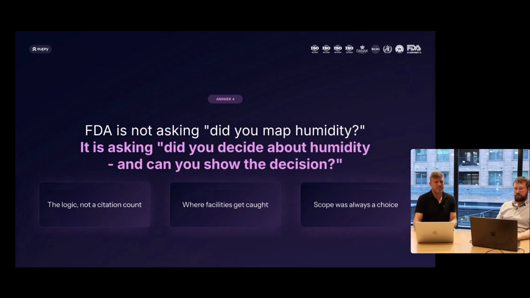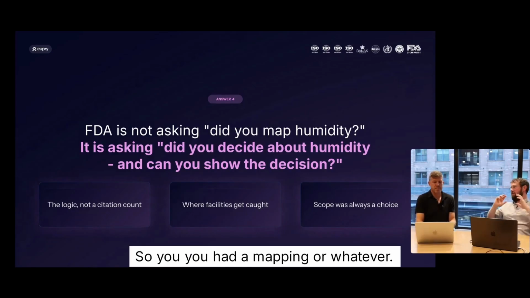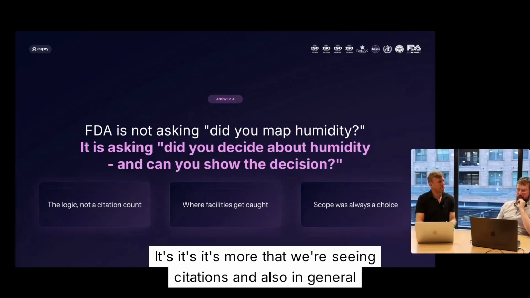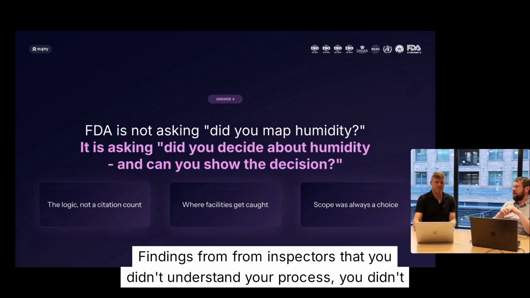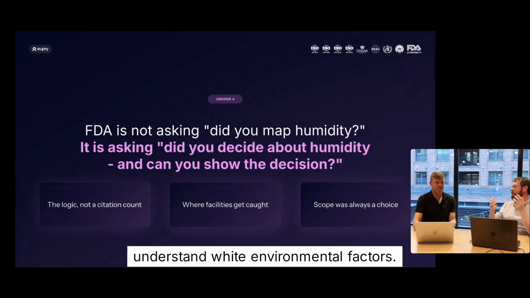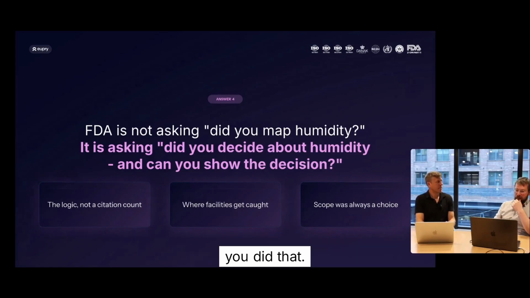So I think one of the core issues here is that we can't look at specific citations, say you had a mapping or whatever. It's more that we're seeing citations and also general findings from inspectors that you didn't understand your process, you didn't understand what environmental factors, rather you looked up some general guidelines or industry best practices and you did that.